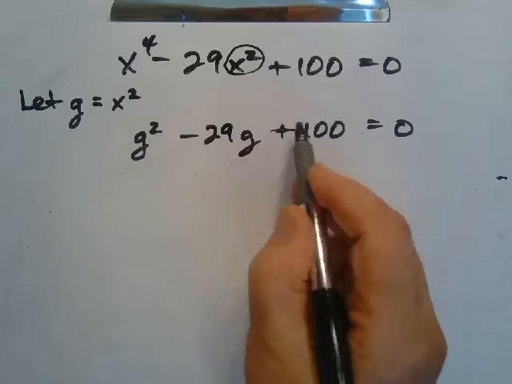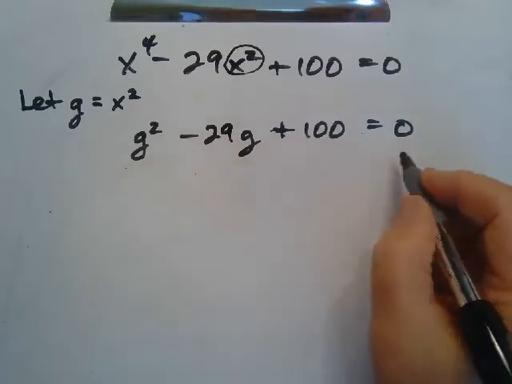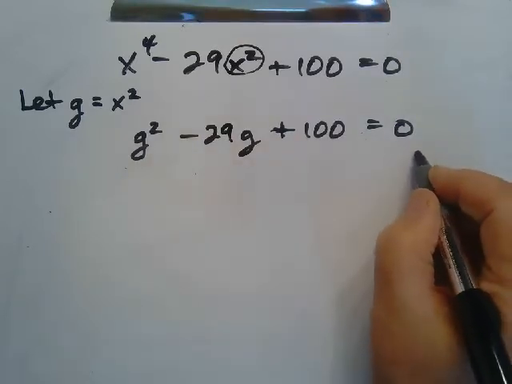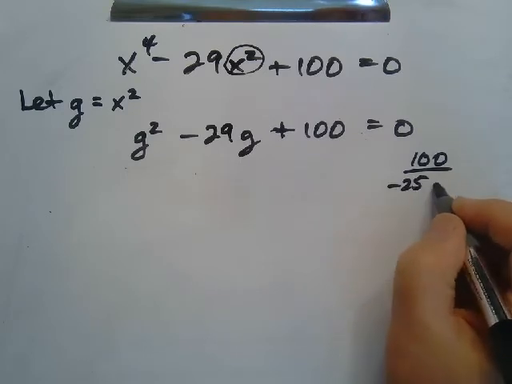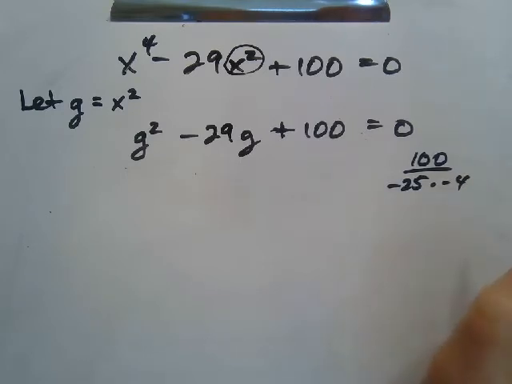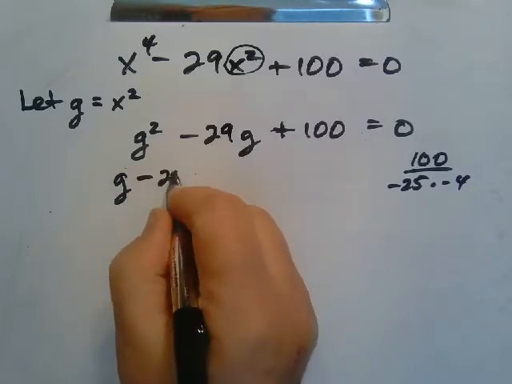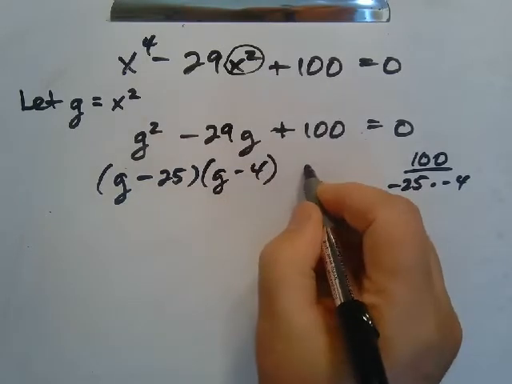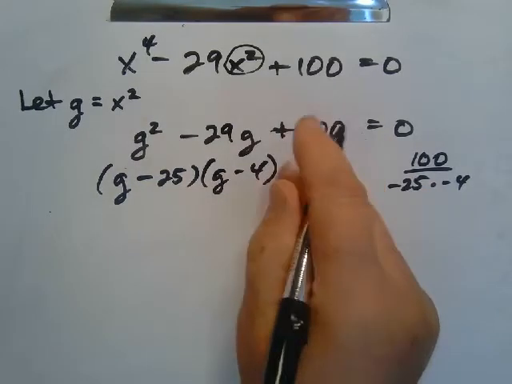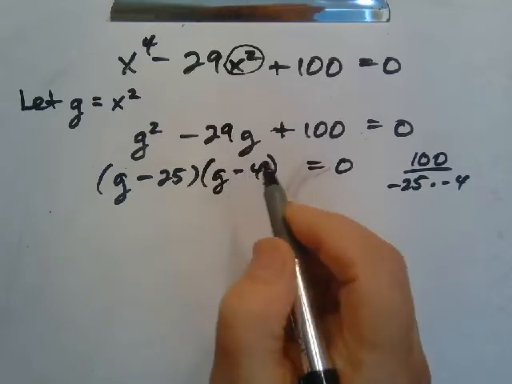Now I can factor this or use the quadratic formula. I think I'm going to factor this again. It turns out that this factors; the two factors of 100 that give me negative 29 would be negative 25 and negative 4. So my factors, I'm just going to skip to the end, are g minus 25 and g minus 4, and that's equal to 0. Okay, so I've factored that. I could have used the quadratic formula or anything like that. But now I've just found g.